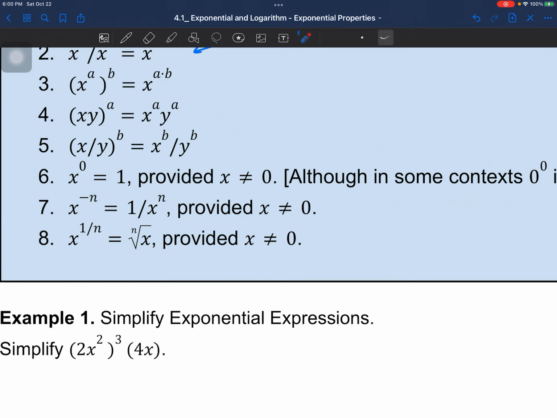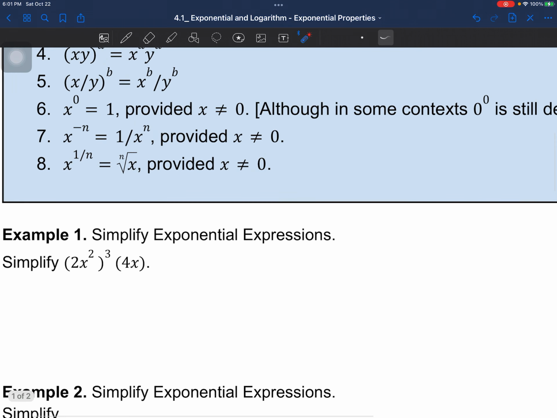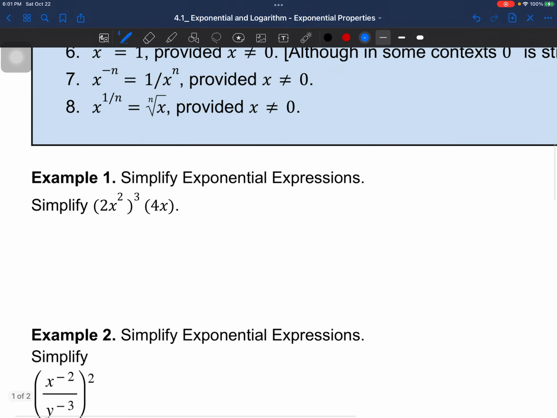Although in some cases 0 to the 0 is still defined to be 1, but that is very rare. The other one is that you can change the sign of the power. If you have x to the negative n, you can move the variable to the denominator to change the sign, provided again that x does not equal 0. Also, x to the 1/n is the same thing as the nth root of x, provided again that x is not equal to 0. Alright, so let's jump into a few examples.